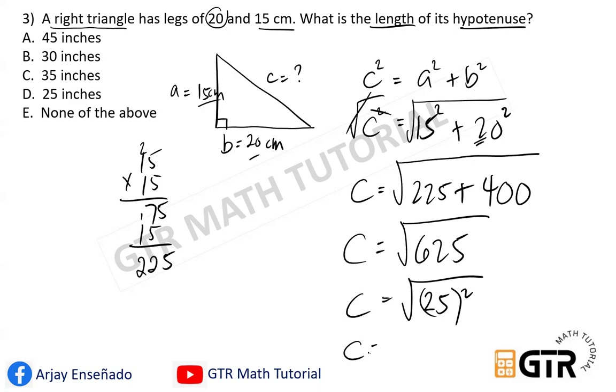Okay? So therefore, the value of c is just cancel the square and the square root. So the hypotenuse is 25 inches. The correct answer is letter D.